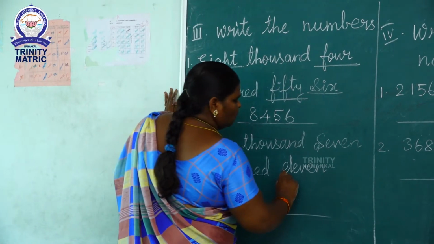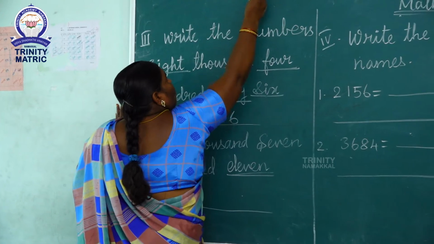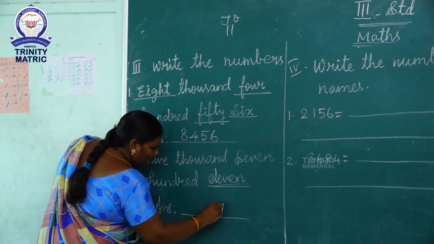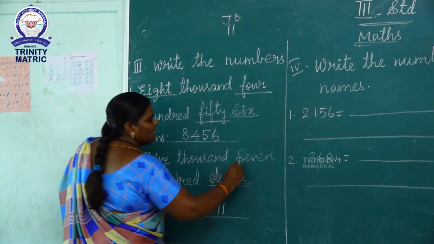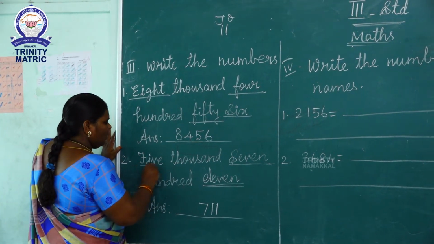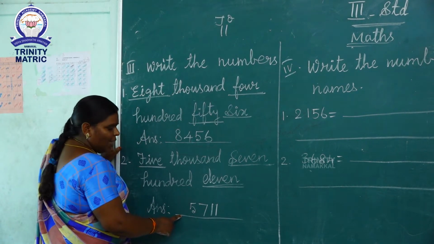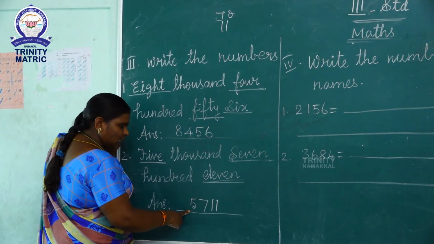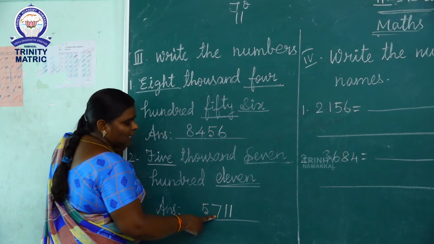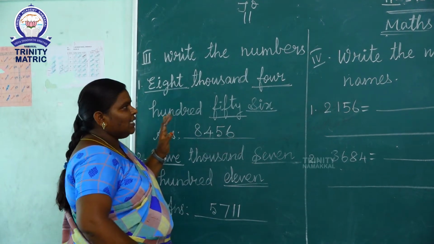Okay, 11: ones, tens, so 1 ten is here. How many hundreds? 700, so you write 7. Thousands, how many thousands? 5000, so you write 5. You read this number, 5711. Do you understand, children? Okay, see the next sum.